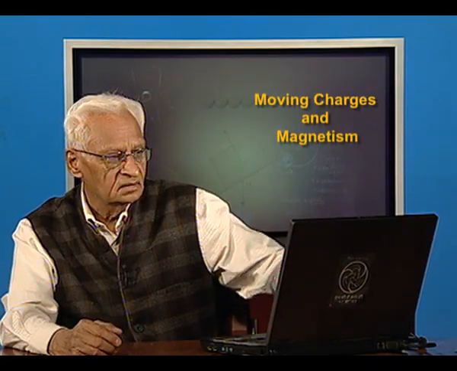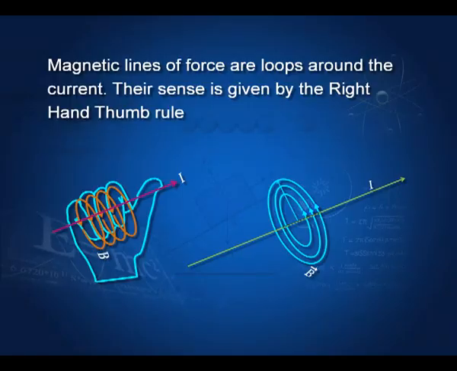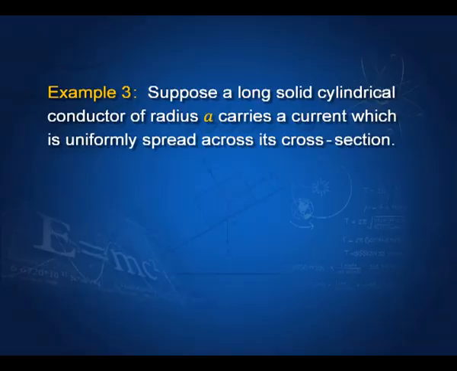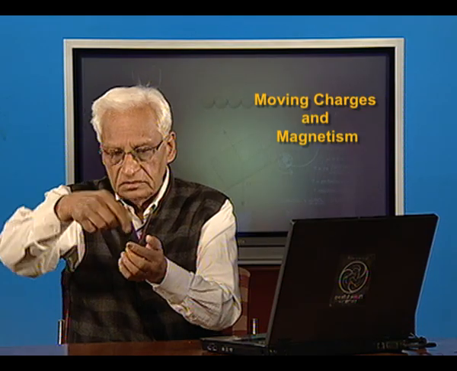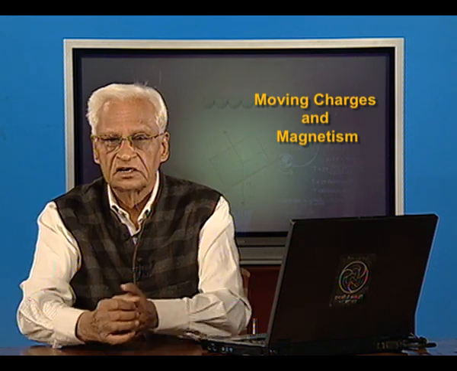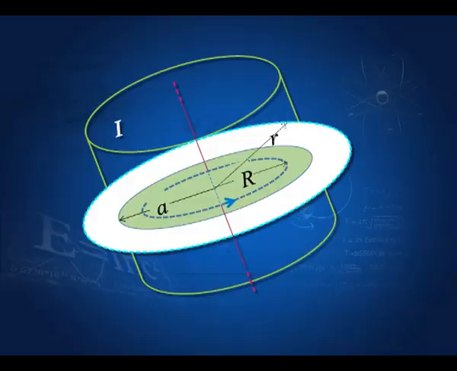And again, I have repeated it several times, you can find that if the current is in this direction, the loop must be anti-clockwise. Let us take another case. Suppose a solid cylindrical conductor, we took a wire, suppose there is a rod of a certain thickness, and let us find out the magnetic field due to that rod. This is the cross section of the cylindrical conductor of radius a, and I draw a circle of radius r inside this cylindrical conductor.